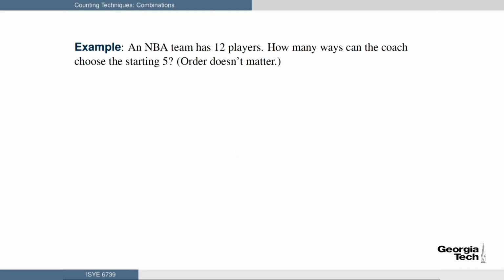So let's do an example. An NBA team has 12 players. How many ways can the coach choose the starting 5? In this case, order doesn't matter, because we're just going to have 5 bodies put onto the court. Doesn't matter the order in which they come out, right? So I just want 5 players from that team. Well, that's easy. 12 choose 5, which is 12 factorial over 5 factorial times 12 minus 5 factorial, which equals 792.